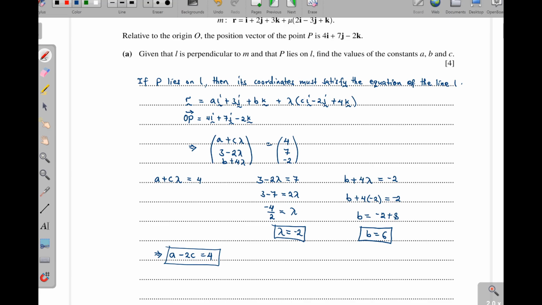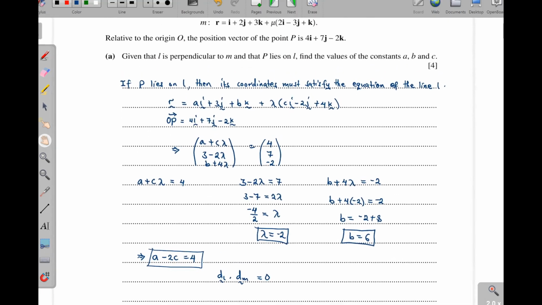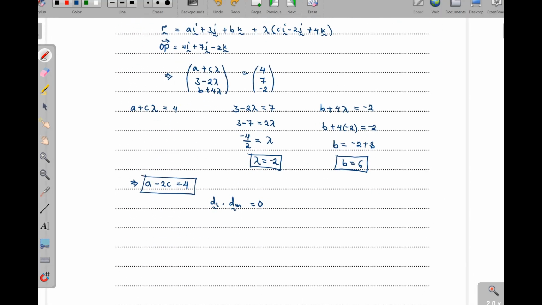Now, they also said here, given that L is perpendicular to M. If L and M are perpendicular, then the scalar product of their directional vectors is always equal to 0. So the directional vector of L dotted with the directional vector of M should be equal to 0. The directional vector of L is this one here, C, negative 2, and 4. Then you dot it with the directional vector of M.